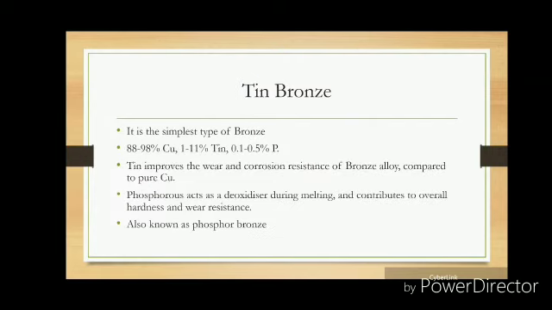Tin bronze. It is the most simplest type of bronze and most commonly available. It has 88 to 98% of copper, 1 to 11% tin, and 0.1 to 0.5% phosphorus. Tin improves the wear and corrosion resistance of bronze alloy compared to pure copper. Phosphorus acts as a deoxidizing agent while melting to prevent oxidation and contributes to overall hardness and wear resistance. Also known as phosphor bronze.